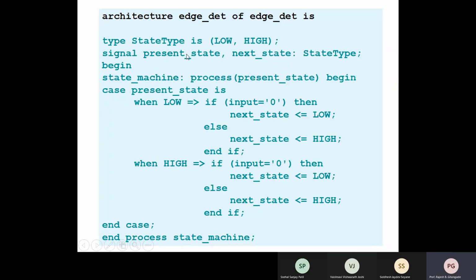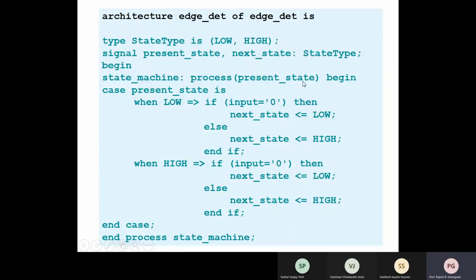So present state can take only low or high, these two values. Similarly, next state will also be able to take only low or high. All right. Then I start with the begin statement, and this is a label. It's not mandatory to use this, but it is easier this way. Then I'm starting with the process.